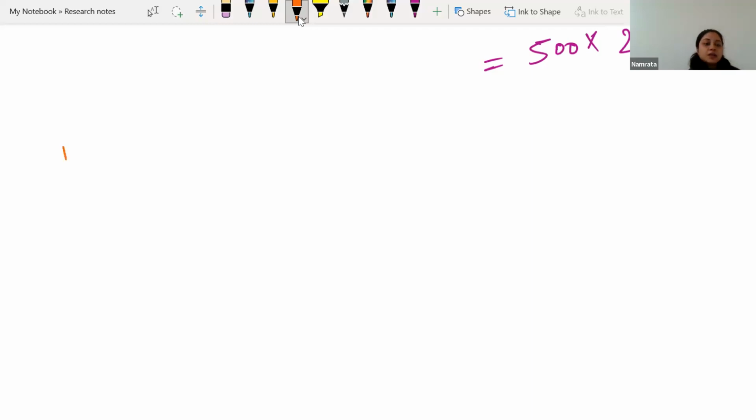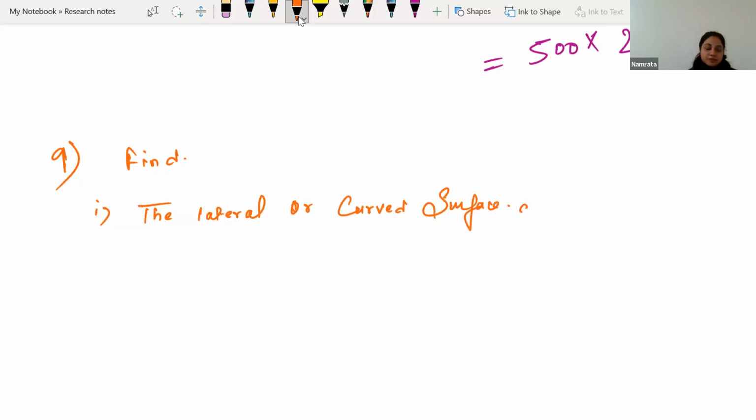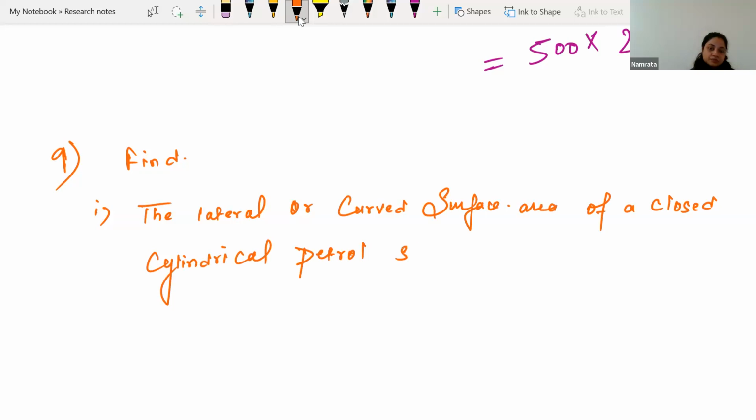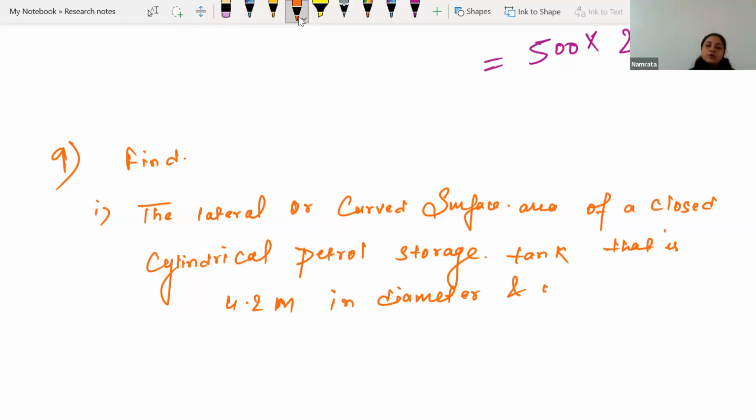Yeah, this question we will be doing together. Find first the lateral or curved surface area of a closed cylindrical petrol storage tank that is 4.2 meter in diameter and 4.5 meter high.